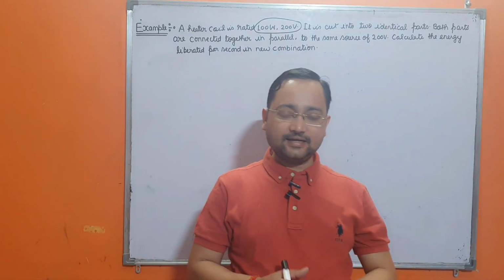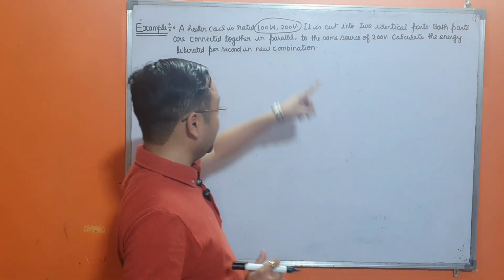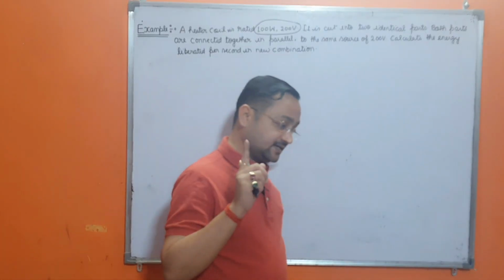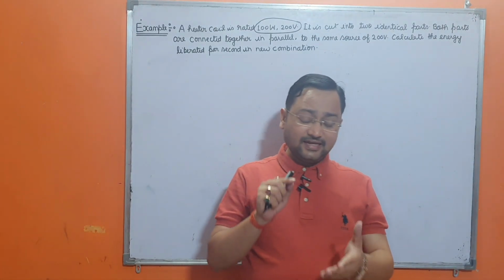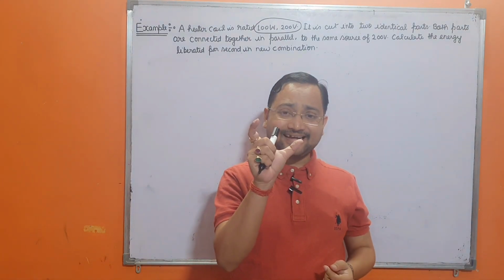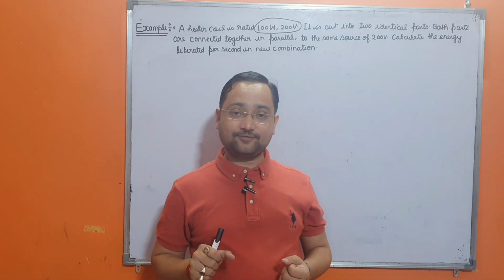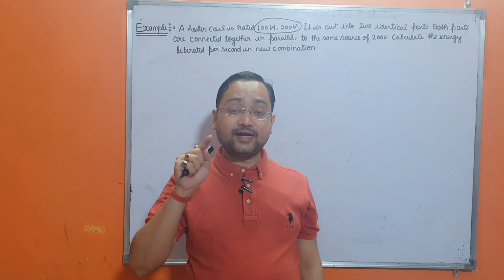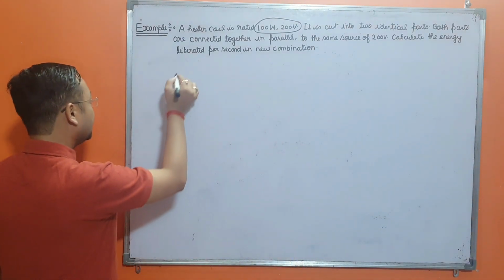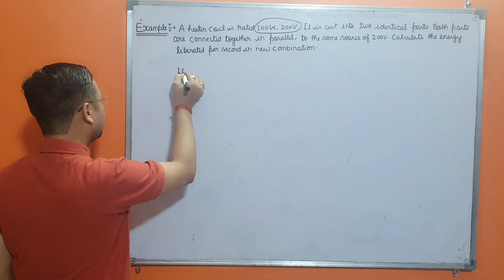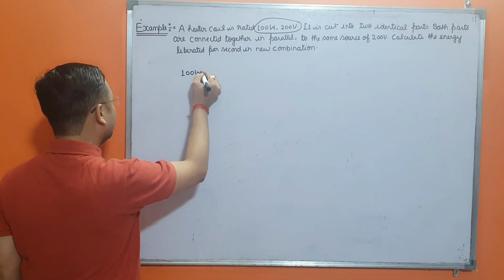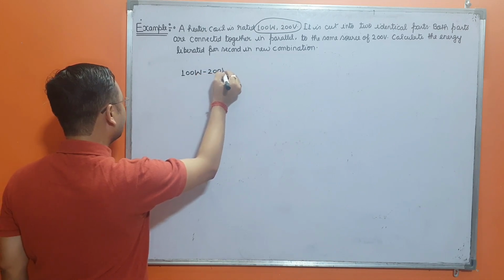The first thing is, what information do we get from this rating data? From the rated power and rated voltage given for the instrument, you can get the resistance of that component. The rating is 100 watt, 200 volt.